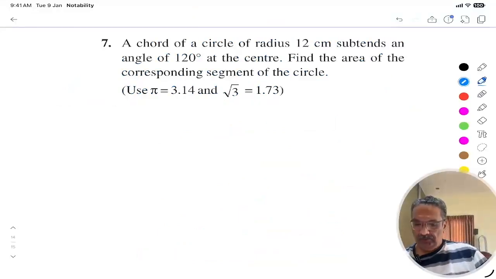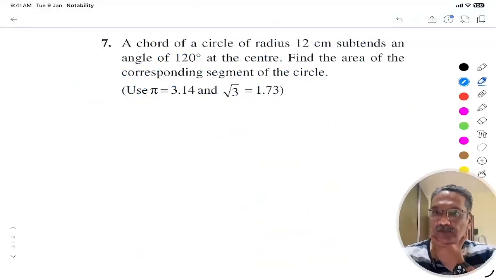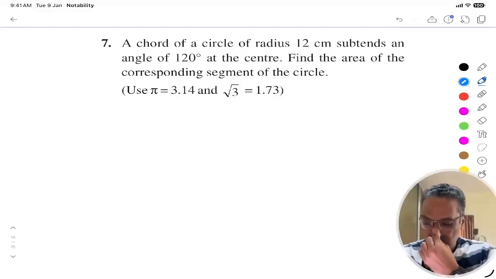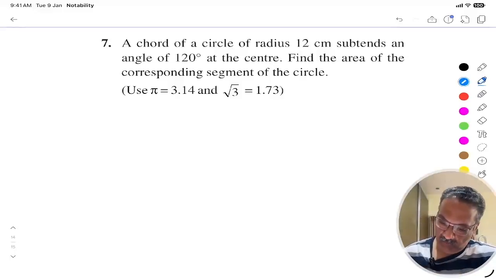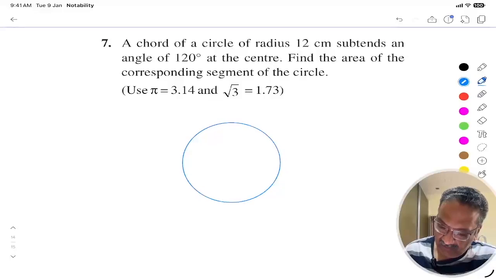Let's now come to question number 7. What does it say? A chord of a circle of radius 12 centimeter subtends an angle of 120 degree at the center. Find the area of the corresponding segment of the circle. Okay. So circle with the radius 12 centimeter. First let us draw that. We have a circle, okay, with radius 12 centimeter.